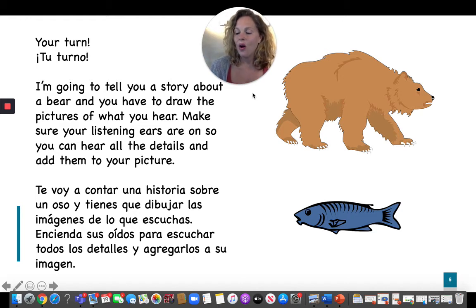Okay. One day there was a big brown bear with a black nose and black eyes. He was sleeping in his cave. He woke up because his stomach was growling and he was very hungry. The bear went to the water and caught a fish to eat. After he ate the fish, he was sleepy again and went back to his cave to sleep. The end.